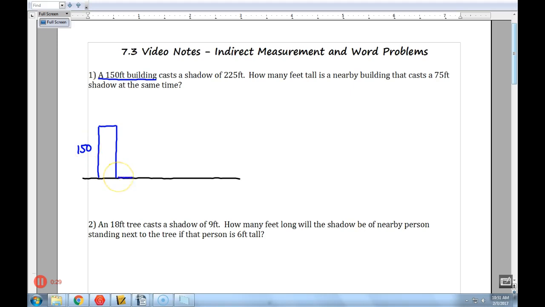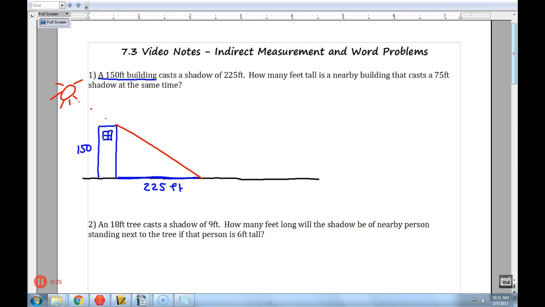Casts a shadow of 225 feet. So the shadow is going to actually be here on the ground. So it's got to be a sunny day outside. And we'll pretend the sun is up here somewhere, casting a shadow, and it kind of comes down and clips this corner and comes down, and then you see the shadow on the ground. So the shadow is 225 feet. So we knew the height of this building, and it obviously has to be a sunny day in order for this to work. So then you have another building that has a 75-foot shadow.